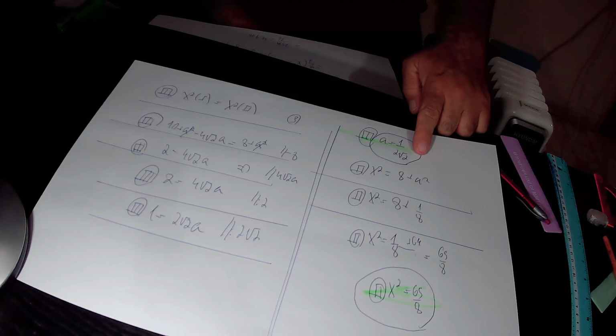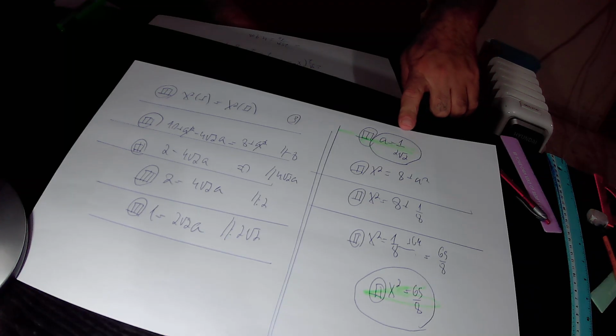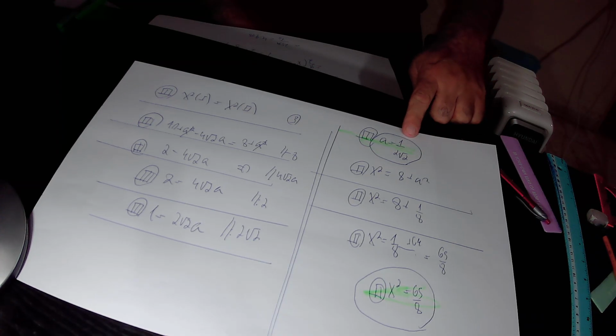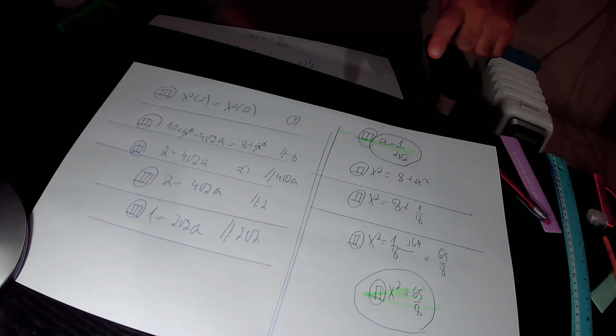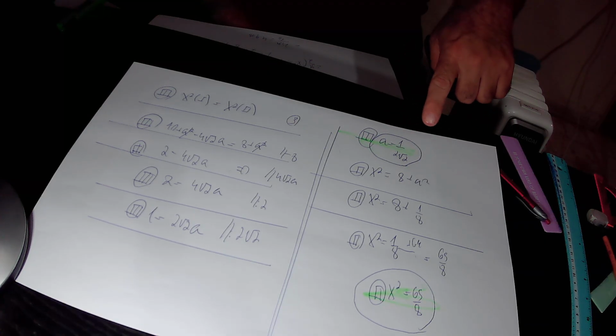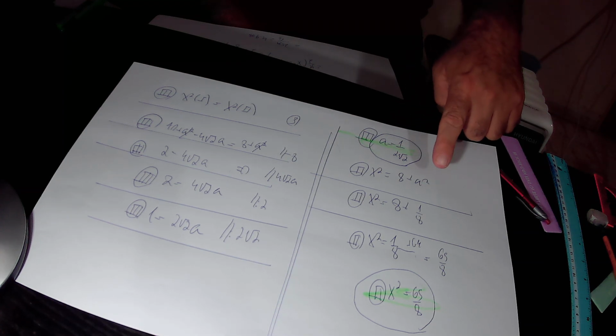So according to equation 2, we found out that x squared equals to 8 plus a squared. A is 1 over 2 times square root of 2, therefore a squared must be equal to 1 over 2 times square root of 2 squared. 2 times square root of 2 squared is 8. So in total, x squared equals to 8 plus 1 over 8.